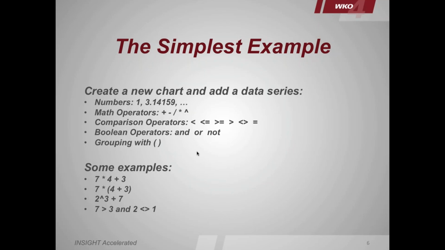The first 3 there are just math, and the third one is a comparison. So it's going to give you a 1, or true, if 7 is greater than 3 and 2 is not equal to 1. So that's true, so it'll give you a 1. Otherwise, it's false. If you said 2 equals 1, that would be false, so that would give you a 0.